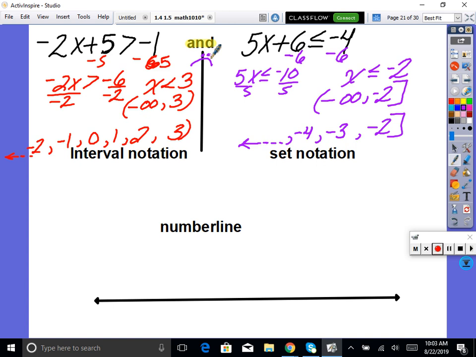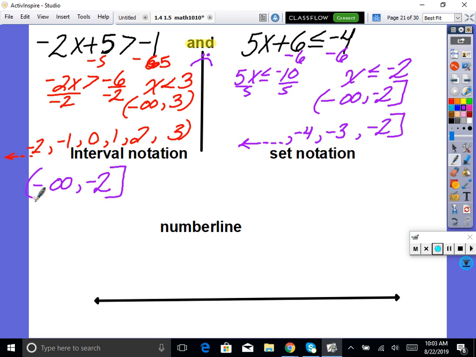Okay, so I said, do they have -4 in common? You said yes. And then when I said, do they have -1 in common? You said no. That is true. So where's the stopping point of commonality? -2, correct? So putting them together, we're going from -infinity up to -2 in interval notation. Does -2 get included? It did in this one and in this one, so -2.